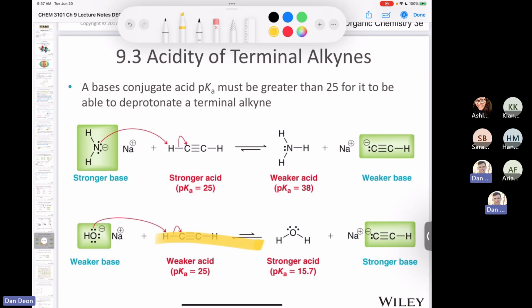So what we have to use is a stronger base. We got to bring out the big guns on this one. And the big gun that we use is this base. We have to use a very strong base, which is sodium amide. So NaNH2, this is called sodium amide.